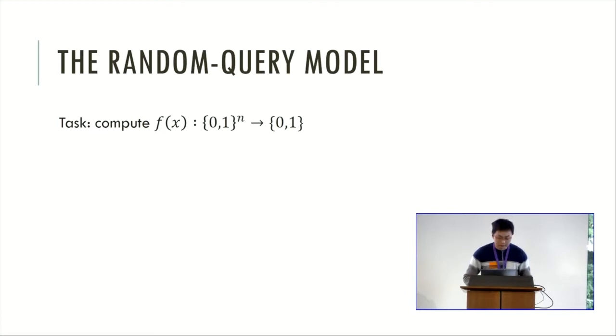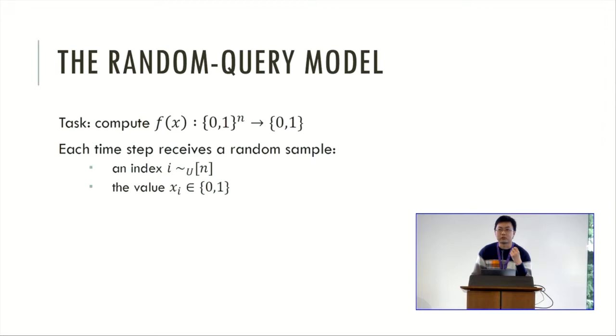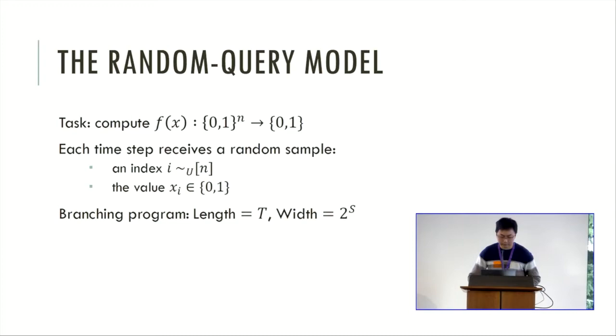So formally, the task of this model is to compute an n-bit Boolean function. In the standard query model, every time you can choose an index and query the bit at that specific index. But in the random query model, every time what you will receive is a random sample, which consists of an index which is uniformly random over 1 to n, and the bit at that index. And we are interested in the trade-offs between the time and space to compute this function.